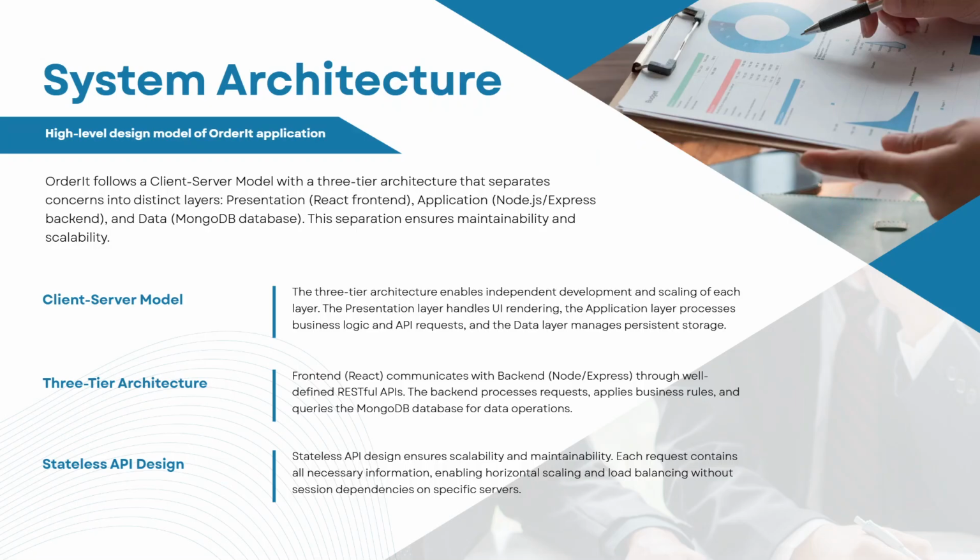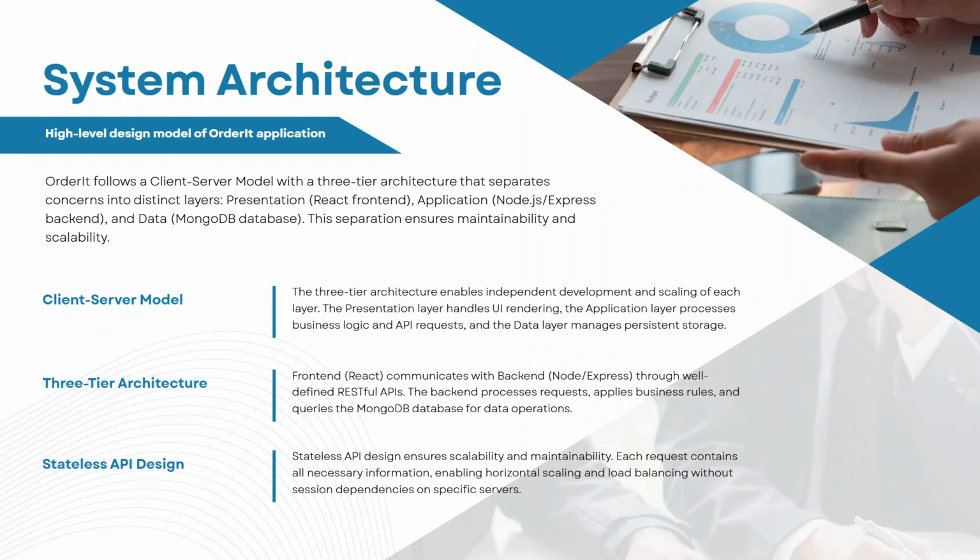Coming to the system architecture. The OrderIt application follows a client-server architecture, which is a standard design used in modern web applications. It is divided into three main layers. The first layer is the frontend, built using React, which handles user interaction and displays the interface. The second layer is the backend, built using Node.js and Express, which processes requests and handles business logic.